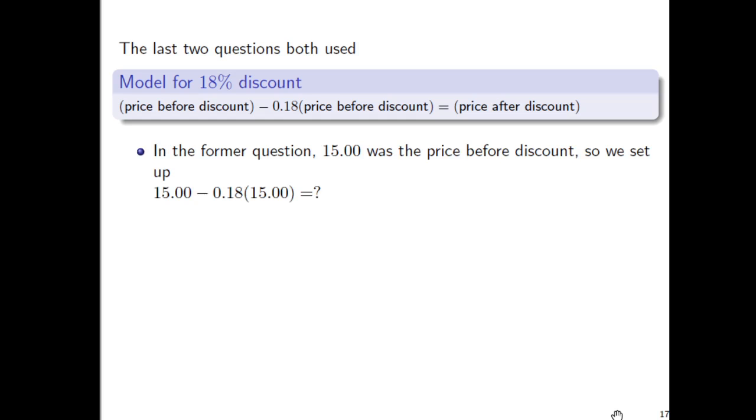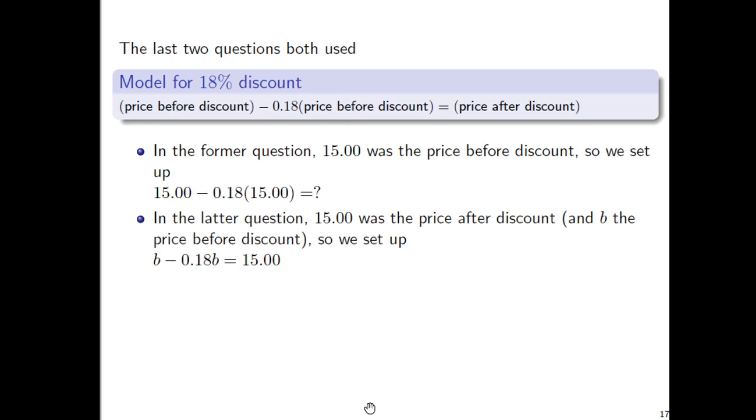It's just in the first of those questions, the $15 was the price before discount, so it got plugged in right there and right there. In the second question, the $15 was the price after the discount, so it got plugged in right here after the equal sign. And so the price before discount was the unknown, and we needed variables.